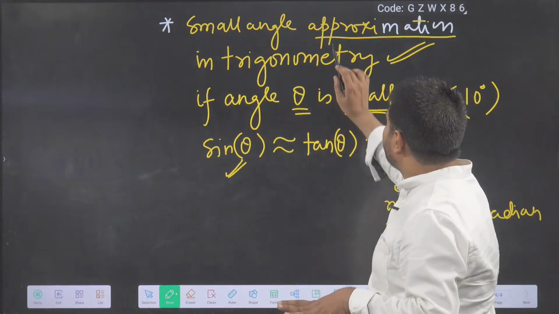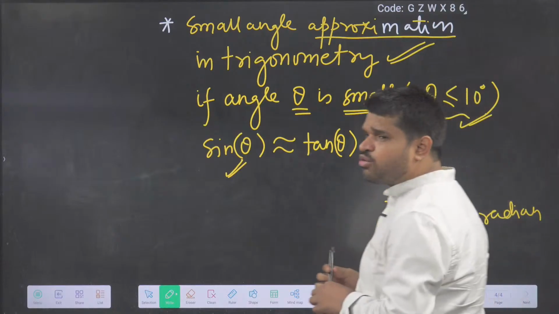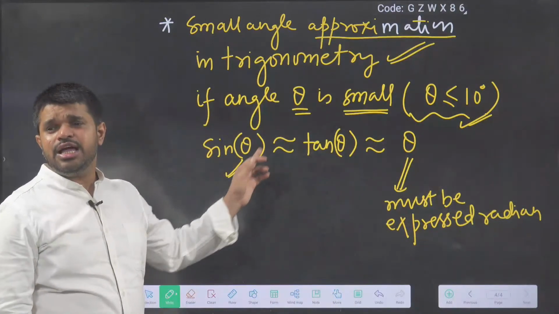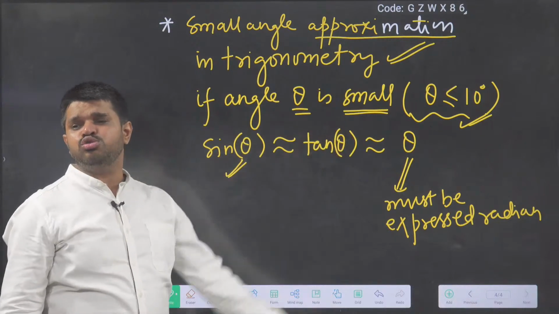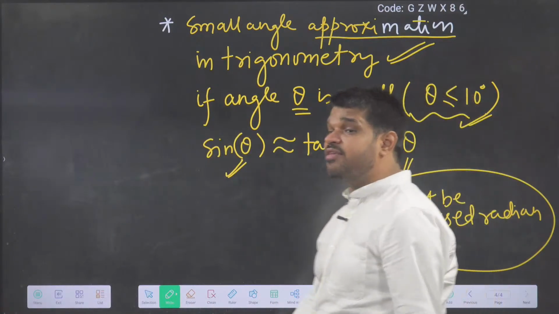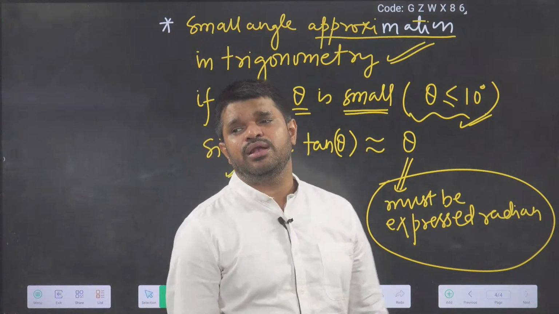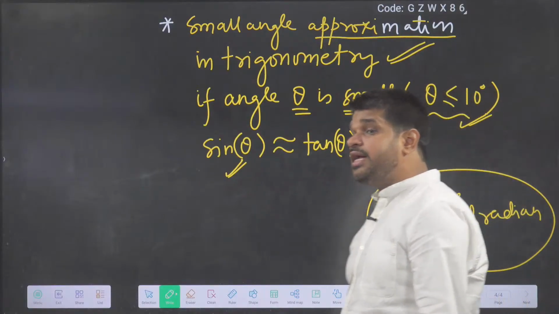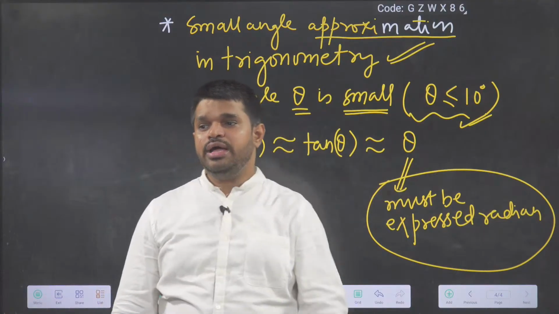So for very small angles, when the angle is less than or equal to what? 10 degrees, sine theta is approximately equal to what? Tan theta, and that is also equal to theta. Theta must be expressed in what? Radian. First of all, I will take an example, and through that example we will understand the concept. In the end, I will tell you the proof of it. Proof or logic will be told to you in the very end.